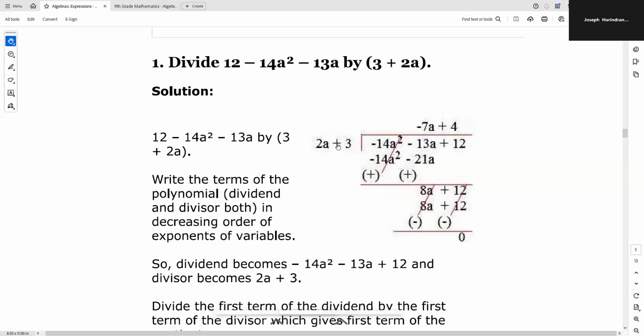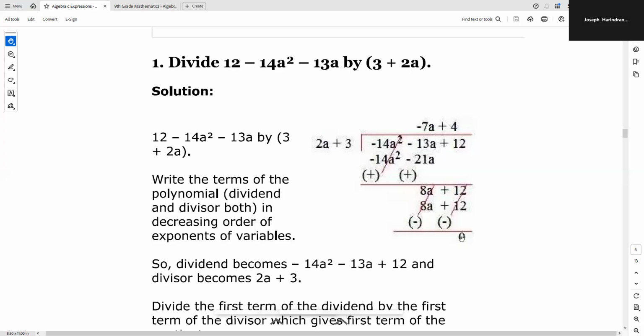So we have 3 things here. The dividend, which is minus 14a squared minus 13a plus 12. The divisor 2a plus 3, and the quotient, negative 7a plus 4. This is called the quotient. This is the result.